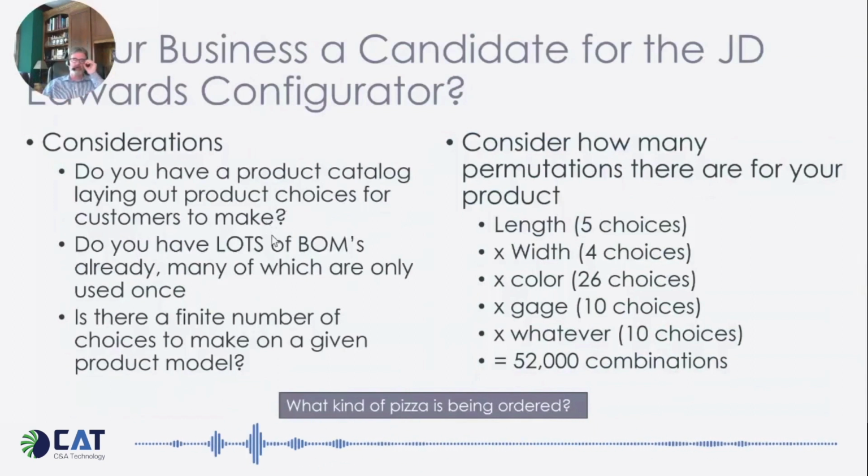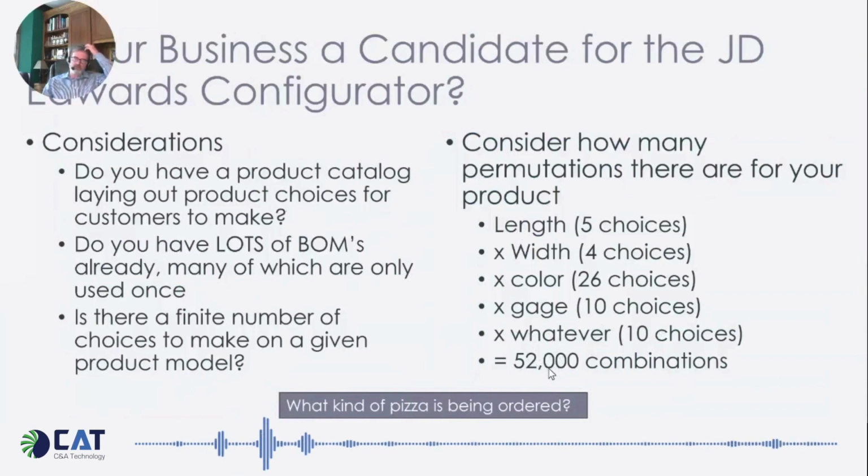Another indication is someone says, we have 3.2 million bills of material, and most of them are used once and never used again. That's an indication that you need a configurator, because you have lots and lots of one-time bills. And is there a finite number of choices to make on a given product model? This is kind of an example on the right here. If you've got 5 choices for length, 4 choices for width, 26 color choices, a gauge or thickness of the material with 10 choices, and another 10 choices, that right there is 52,000 combinations.